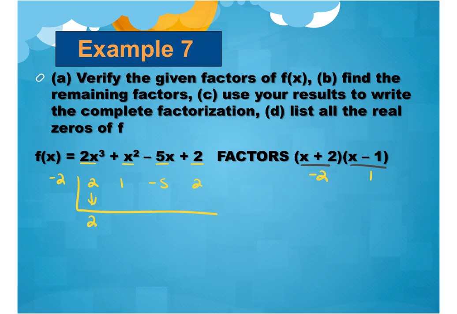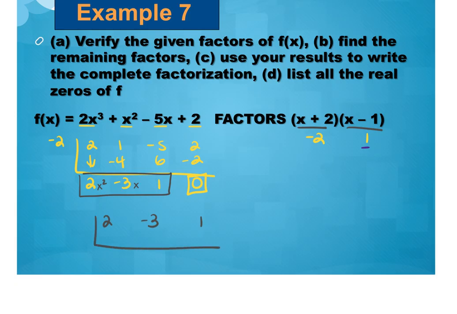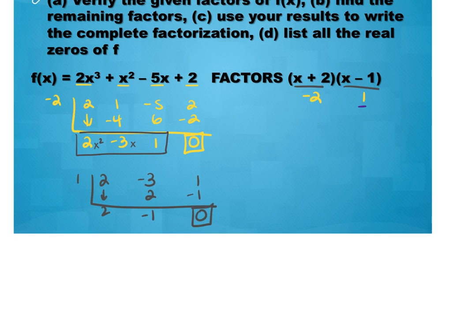Bring down the 2, multiply it, put it in the next column, add it, multiply it, put it in the next column, add it, multiply it, put it in the next column, add it. There's the 0 we expected to get. Now, instead of using the second 0, which is 1, from the beginning, we're going to use it from our already reduced degree. So this would have been x and x squared. I just keep those values, 2, negative 3, 1, and this time I'm going to put 1 on the outside. Bring down the 2, multiply it, put it in the next column, add it, multiply it, put it in the next column, and there's the last 0 we expected to get.